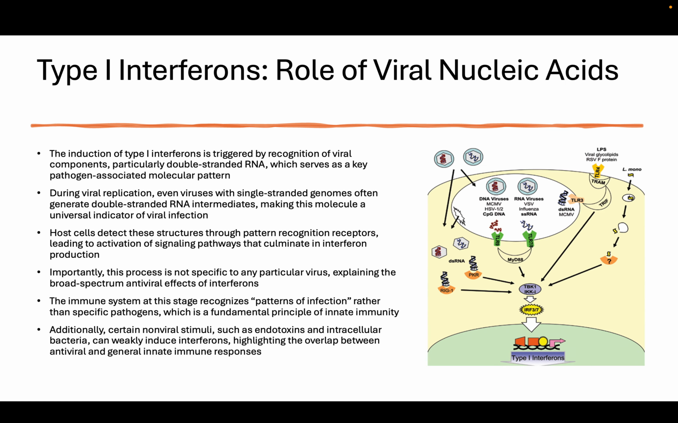So what happens technically, as we said, is that your type 1 interferons usually are triggered by certain viral components, specifically double-stranded RNA, because no matter what, the majority of viruses, even if they are of DNA origin or single-stranded origin, will, not always, but in the majority of cases, give you an intermediate that is double-stranded RNA. And double-stranded RNA is a very strong PAMP, because we do not have double-stranded RNA.